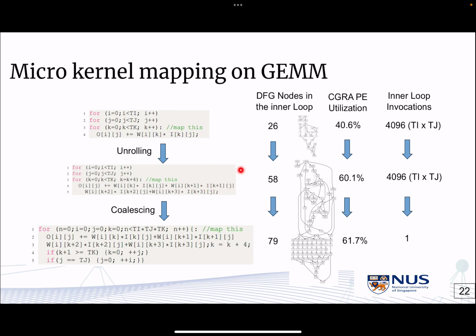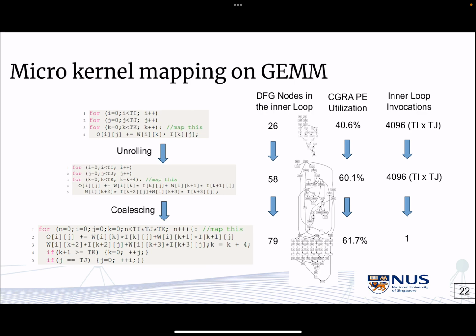In the second example, we have unrolled the inner loop of the kernel 4 times. In that case, we get 58 DFG nodes, a bigger DFG now, and from that we can get a 60% PE utilization. But the number of invocations is the same as in the previous case, because we have the same number of loop levels.